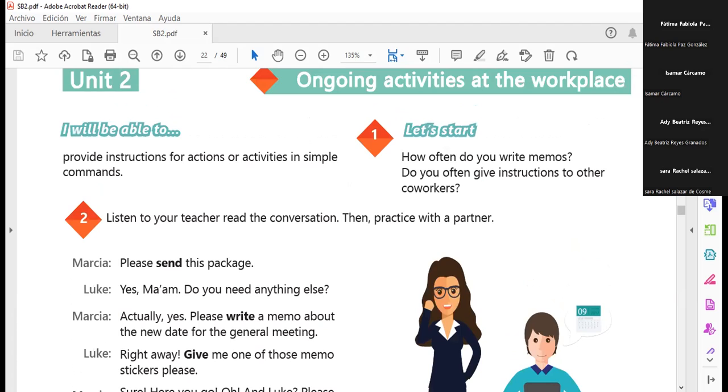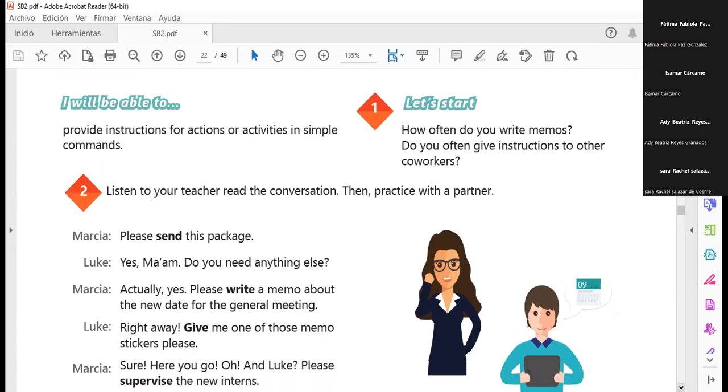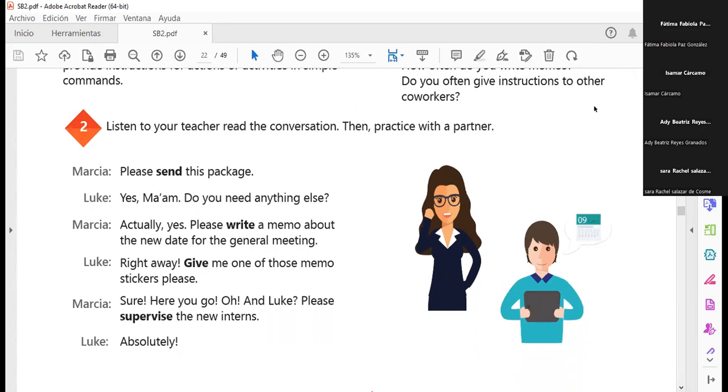Here we have, okay, how often do you give instructions? How often do you write memos? How often do you give instructions to other coworkers? Okay, if you are boss or managers in your companies, you have a group of workers that you are in charge of, you give instructions, you give orders.